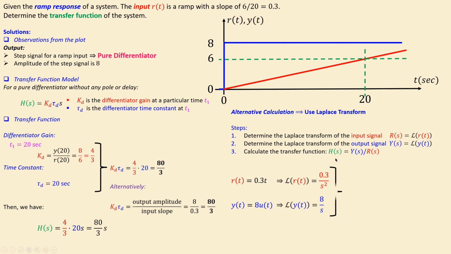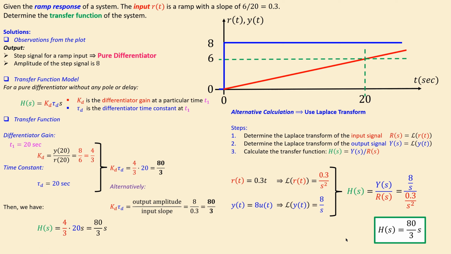If you combine these using this expression for the transfer function H, then you will have this, and if you substitute the values for the output and input transfer function, you will have this expression. Simplifying this, you will get exactly the same as we have here, which is 80/3 s. That is now the transfer function of this pure differentiator.